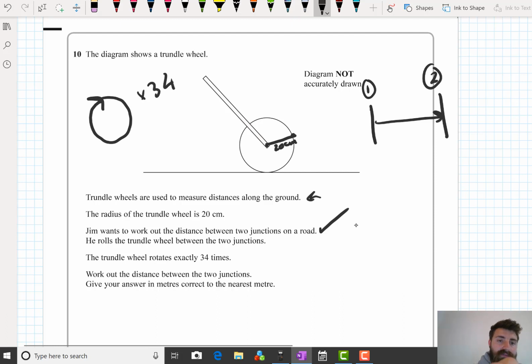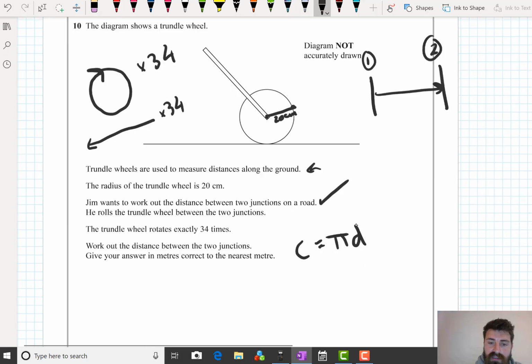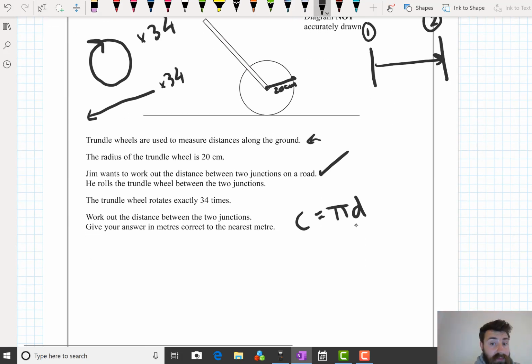If you were to unravel it, it would look like a straight line, wouldn't it? If you cut the top of the circle, and it fell down, that times 34. What's that distance though? The distance around the edge of a circle is what we call the circumference, which is pi times the diameter. It needs a diameter, but we've got the radius. The radius is 20 centimetres. The diameter therefore is double the radius, which is 40. We need to do C is equal to pi times 40.